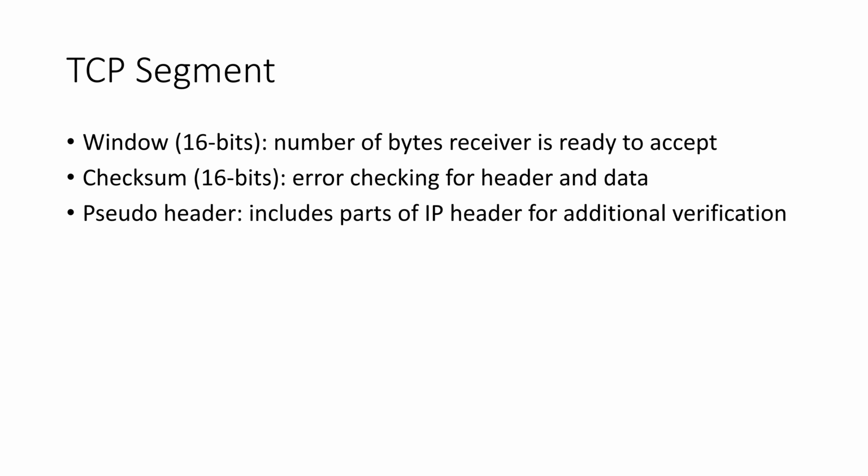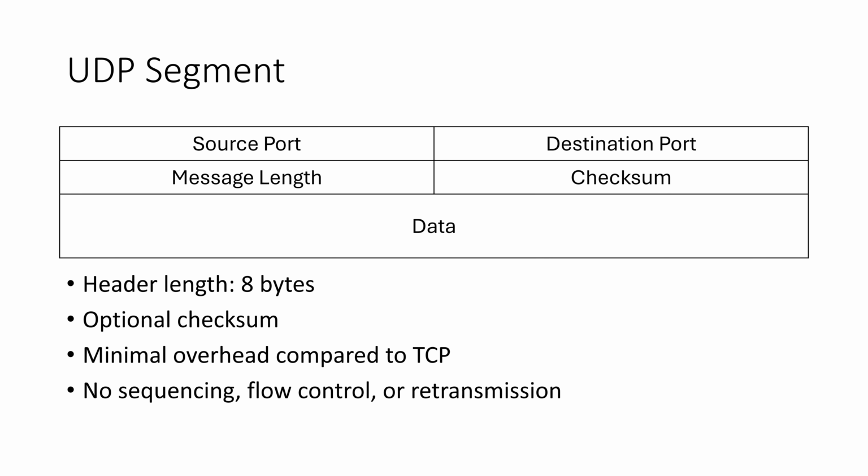But here's something very clever. TCP's checksum calculation includes a pseudo header, a portion of information from the IP header, including the source and destination IP addresses, protocol number, and segment length. This way, TCP can protect itself from situations where a packet might be misdelivered by the IP layer to the wrong application. Now let's look at UDP, starting with its segment structure.